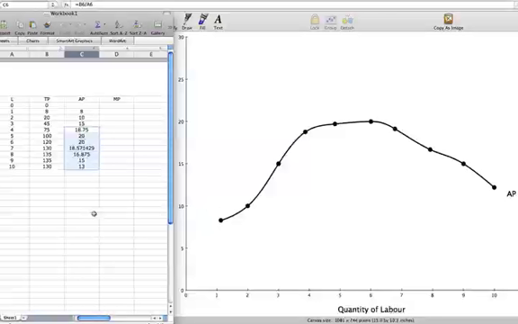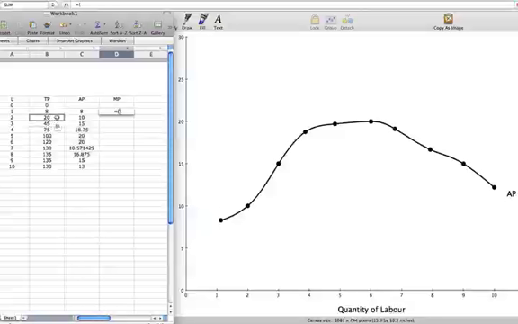Marginal product tells us how much our total product increases when we increase our labor. So if we add one more worker, how many extra tote bags are produced? To calculate marginal product, we look at how total product is changing divided by how labor is changing.